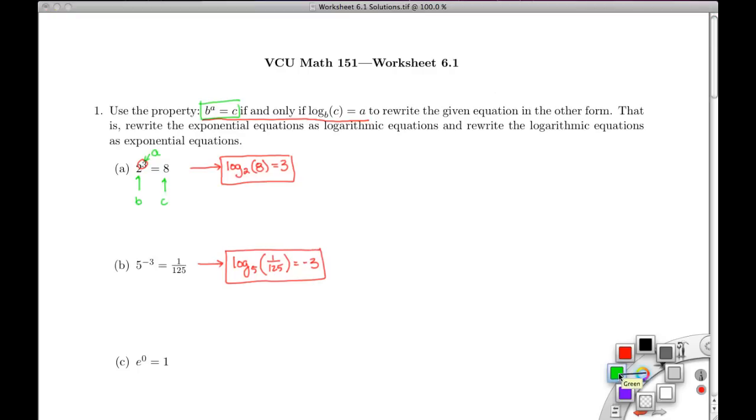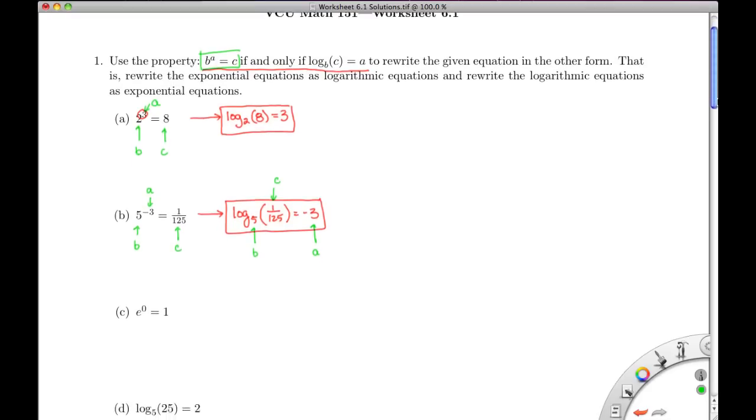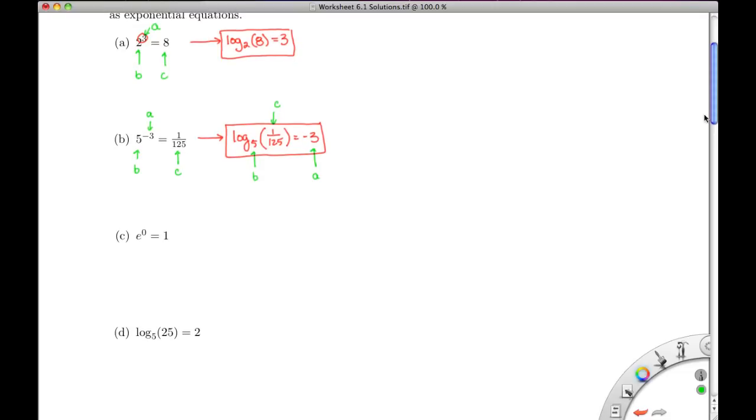So again, just to drive this into the ground, there's our b, there's our a, here's our c for the exponential, and it translates as there's our b, there's our c, and there's our a in the corresponding logarithmic expression. All right, so let's move on to part C. These are getting pretty easy now.